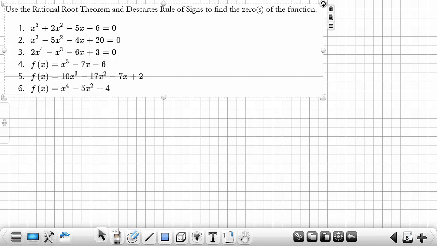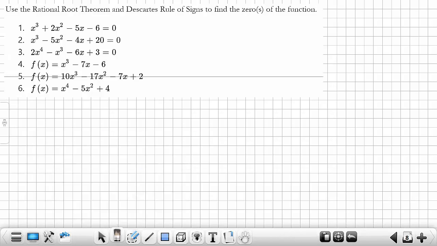Alright guys, recording your homework 4-4. So we have 6 problems. We're using rational root theorem and Descartes' rule of signs to find the zeros of the function. Rational root theorem first. We're looking at number 1. I'm just going to erase each time.